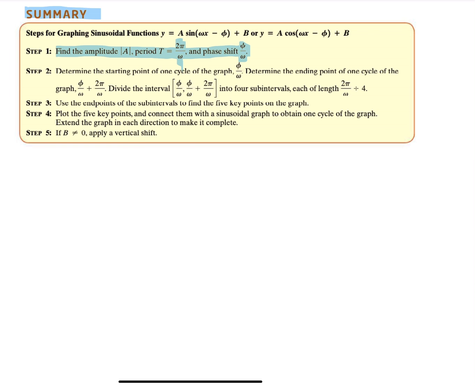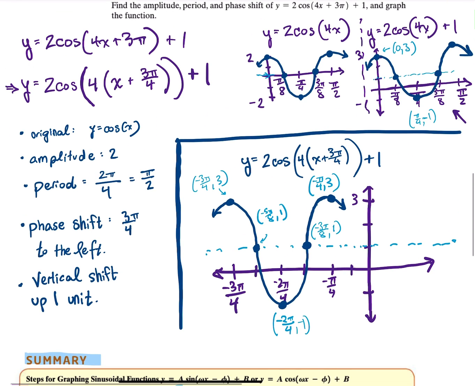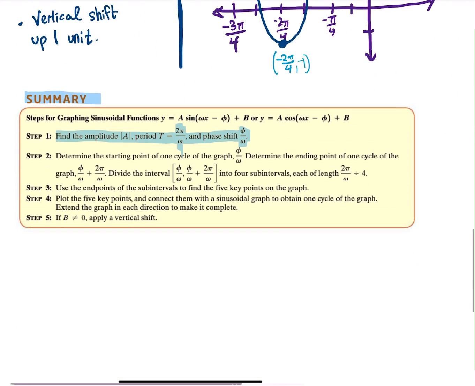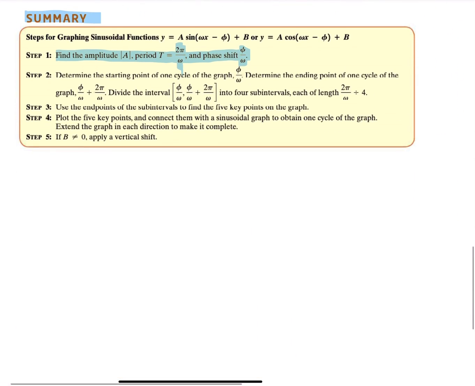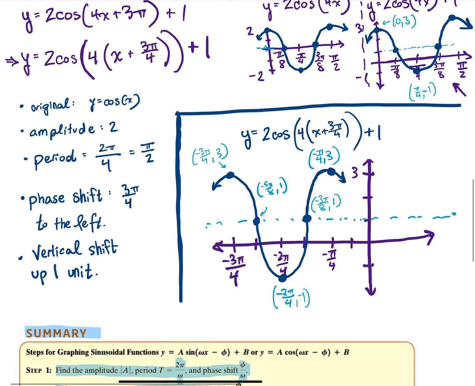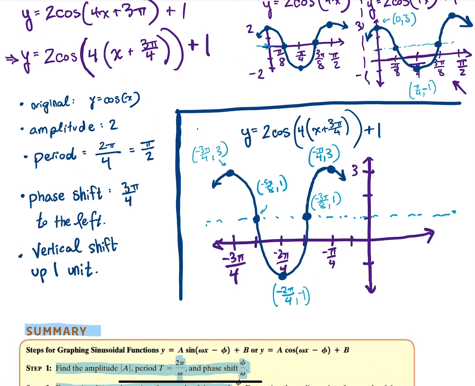So that's what we did. We started off first by just listing out our properties. What's the original function? What's the amplitude, period, and the phase shift? And it looks like they use the same starting point idea. Determine the starting point of one cycle of the graph. And you can determine the ending point too. So that would tell you where to start and where to stop. Yeah, we shifted the first point over, and we can imagine where that last point shifts over to as well.